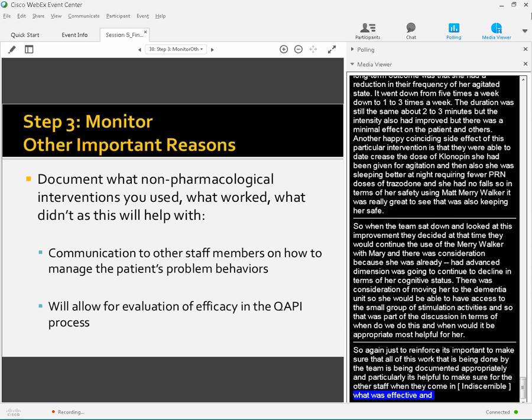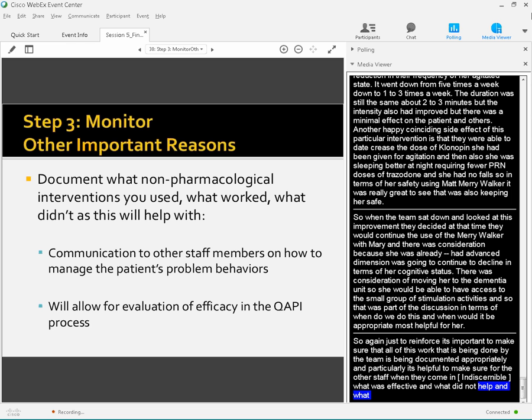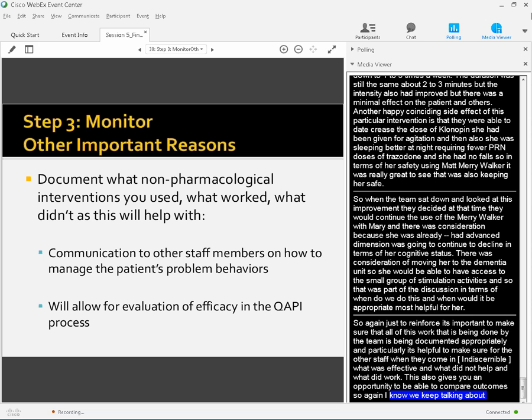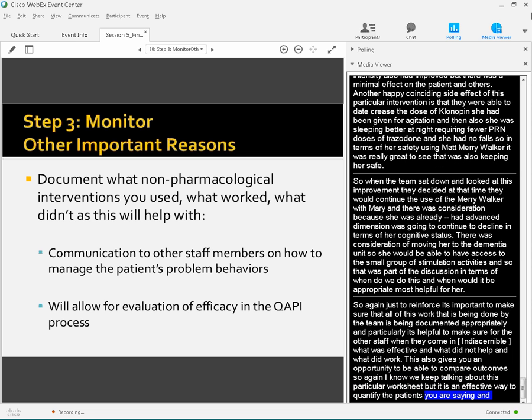This also gives you an opportunity to really be able to compare outcomes. So again, I know we keep talking about this particular worksheet, but really it is an effective way to actually quantify these changes that you're seeing. And so rather than just going by report from one person to the other, to actually have it written down and documented that you're seeing this decreased frequency and decreased intensity is really of benefit.